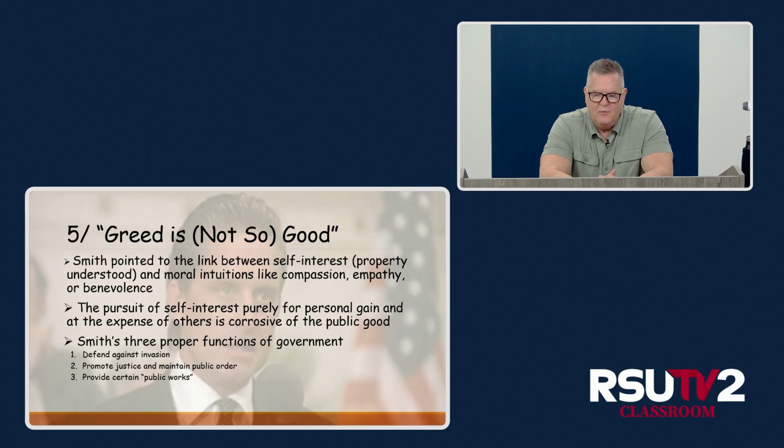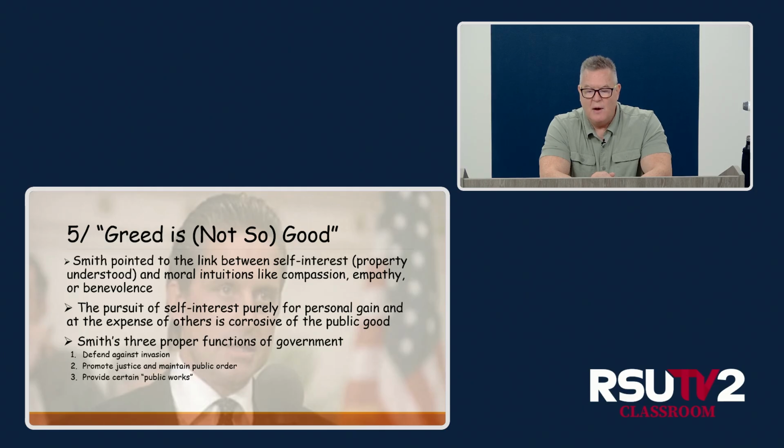So the pursuit of self-interest purely for personal gain and at the expense of others is often corrosive of the public good. Think about it. If you're a homeowner and you hire a contractor to do a job, and you give them a check two-thirds of the way through the job, and then they simply walk away, are you likely to hire that person again? Are you likely to recommend that person to other people? In fact, he's arguing that selfish behavior, that grasping behavior, concerned solely for one's own benefit, is bad for business.